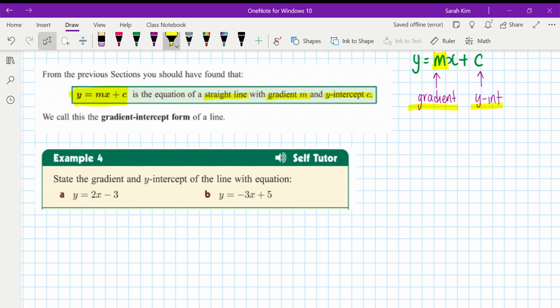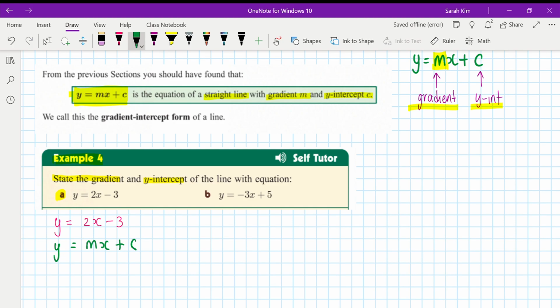Can you copy example 4 in your book? Pause the video, copy it down, and then we'll actually give it a go. So state the gradient and the y-intercept of the line with the equation: let's do A first, y equals 2x minus 3. So hopefully you can see that this equation is in a similar format as our y equals mx plus c formula, which is the general formula of a straight line.